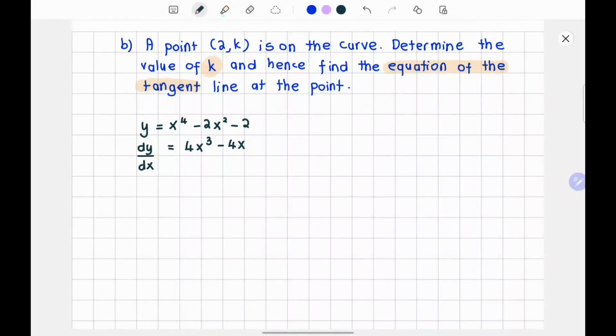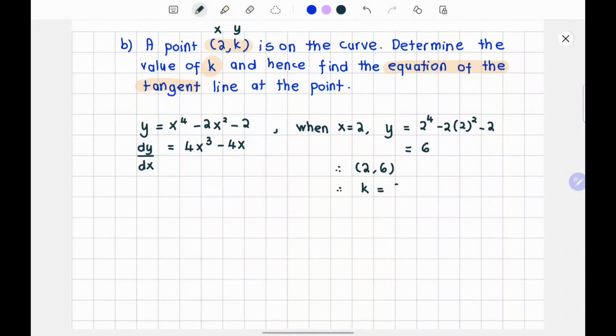Okey, soalan bagi tahu ada point 2, K atas curve ini, atas curve Y ni. Okey, kita kena cari nilai K. K tu adalah refer kepada Y. Maksudnya nilai Y yang kita nak find. 2 refer to X. Okey, so kita substitute je lah. When X equals to 2, kita nak cari nilai Y. Kita sub masuk 2 power of 4 minus 2 times 2 power of 2 minus 2. Then we get answer 6. So point kita adalah 2, 6. Kita nak find K. So K equals to 6.